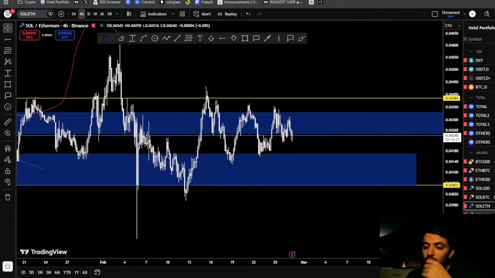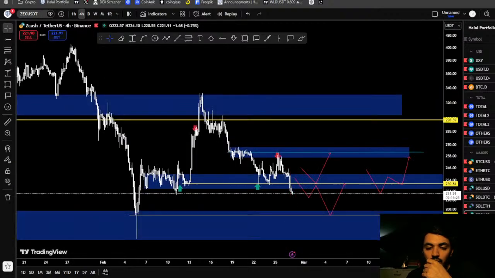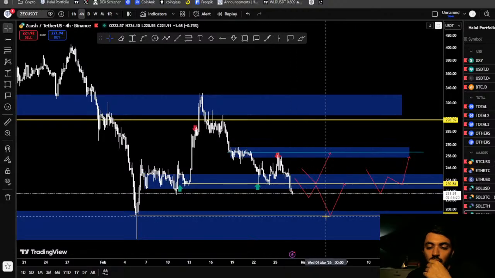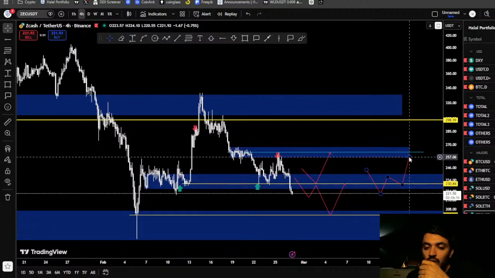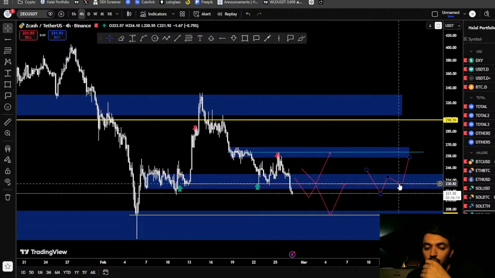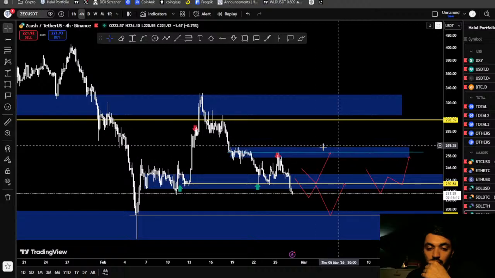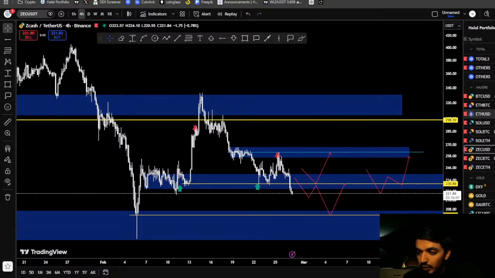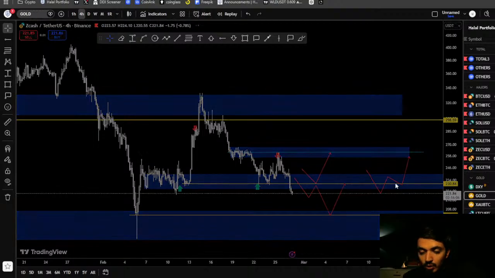Solana against BTC and Ethereum is not relevant at the moment, and Zcash also lost the support. I'm looking for buys around 203 to 230 something. Well, let's see. I don't know about these altcoins at the moment.